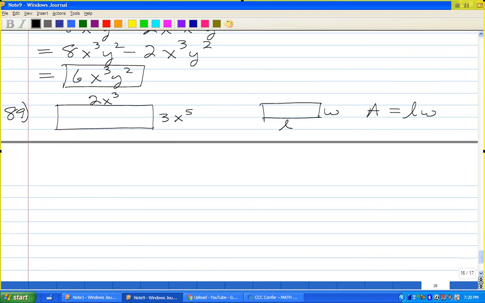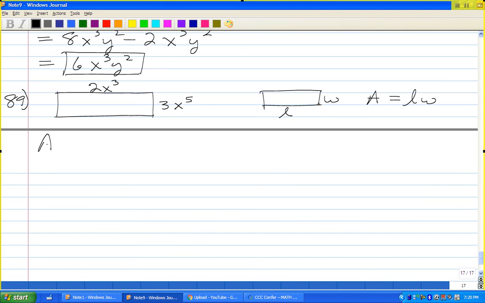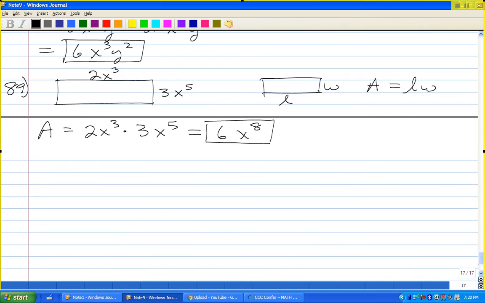And so length times width, 2 times 3 is 6. I have the same base and I'm multiplying, so I add exponents. 3 plus 5 is 8. Let me do problem 91.